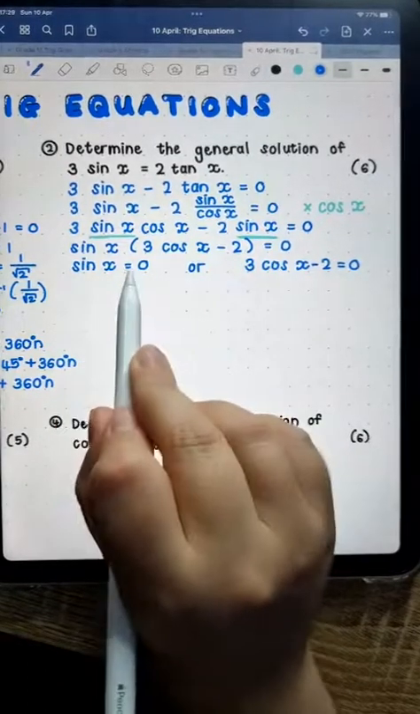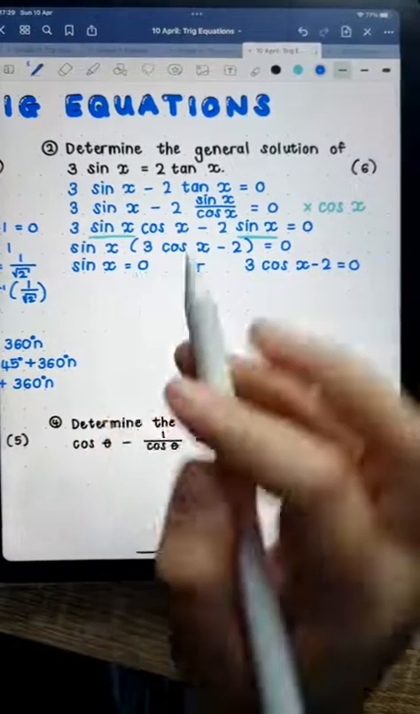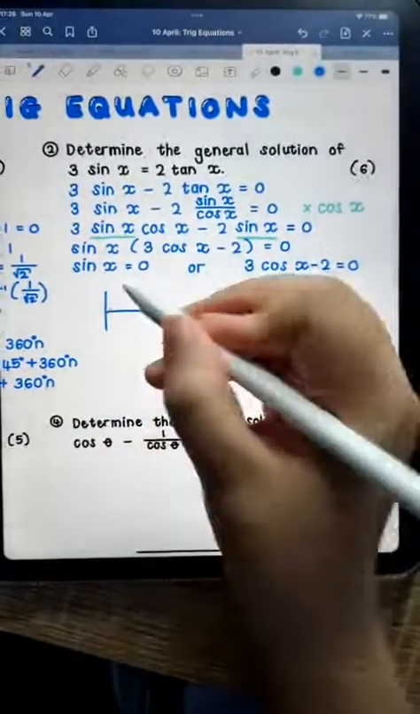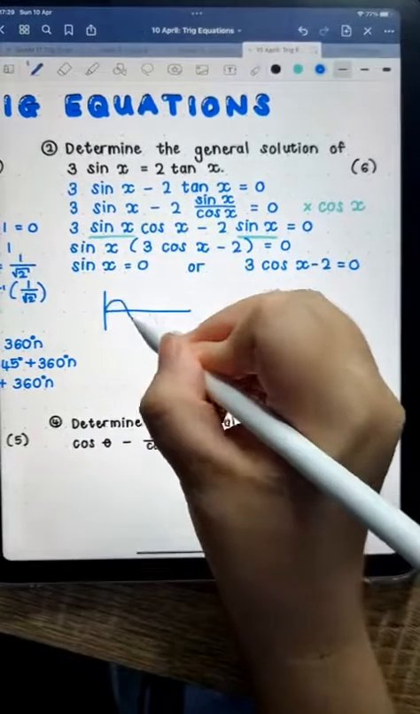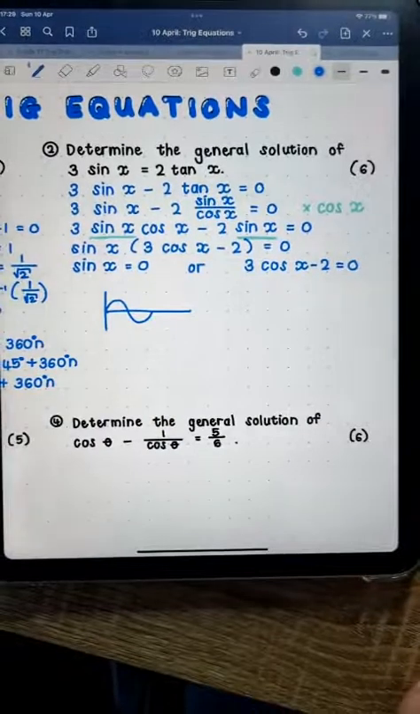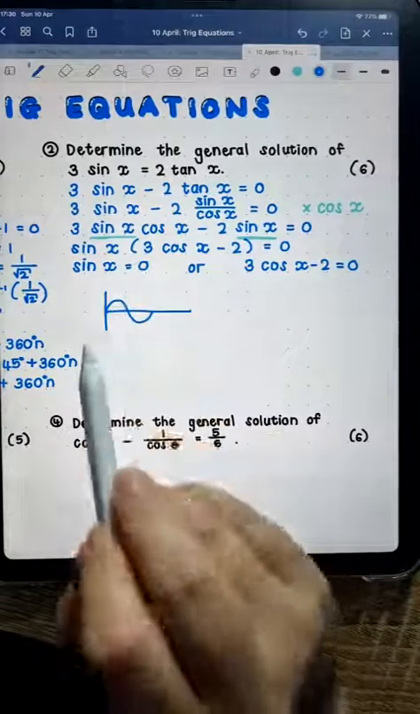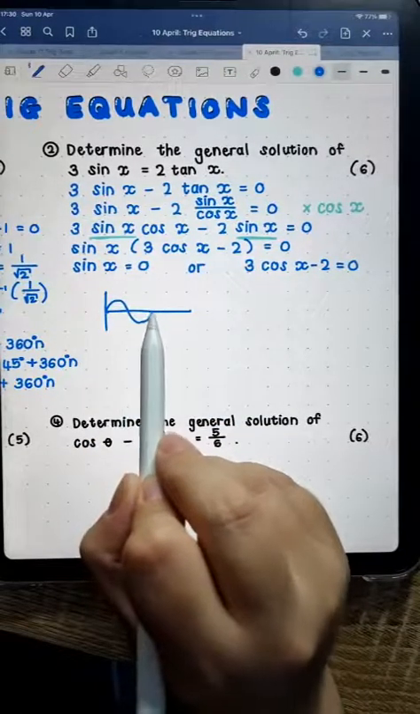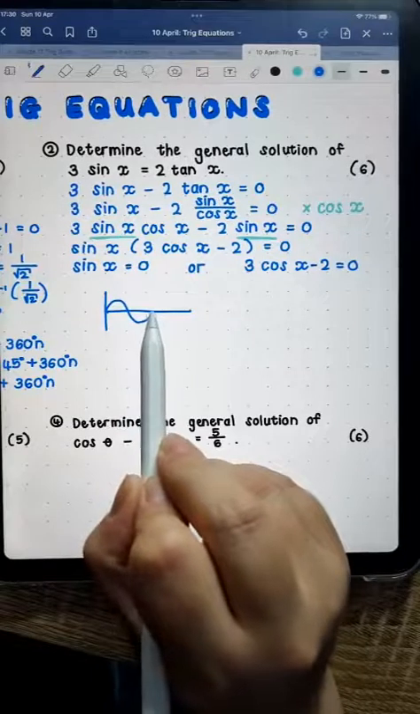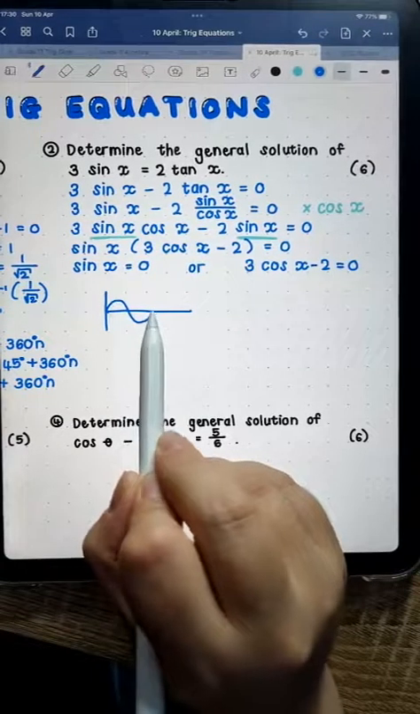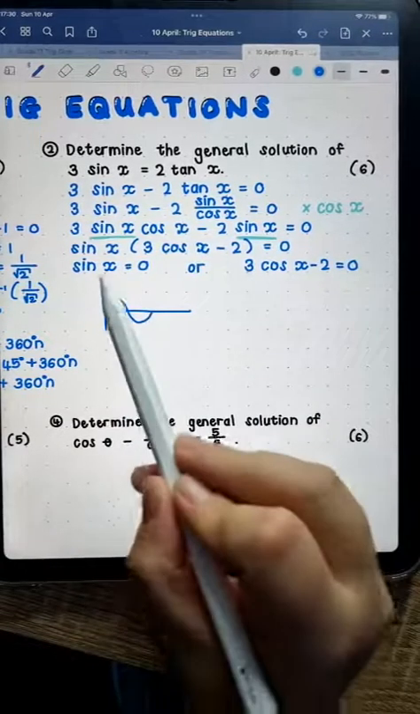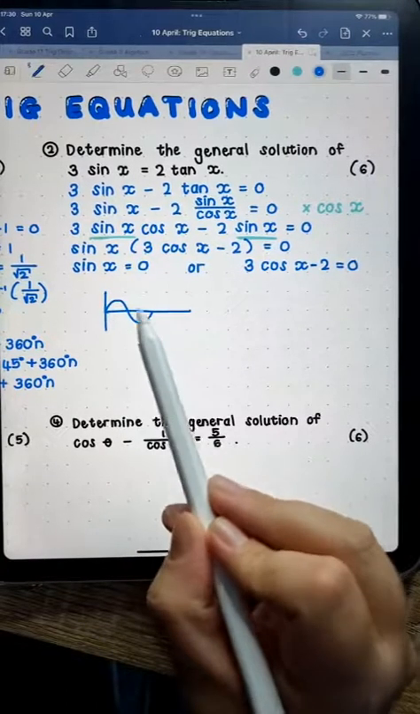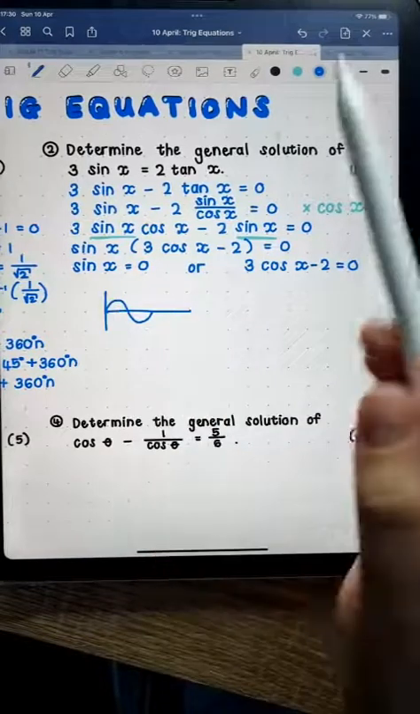So here again, because it's 0, I'm going to think of the sine graph. I'm just going to draw a rough sketch here. The sine graph starts at 0, and then it does that. So where is the sine graph equal to 0? At 0 and 180, and actually also 360, but we don't have to write that, because 360 is just a repeat of 0. So my two solutions are going to be 0 plus 360n, and then 180 plus 360n.